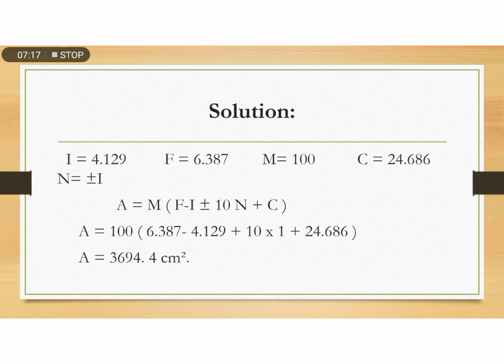So the area equals 3,694.4 square centimeters. You add everything together, then multiply by 100.